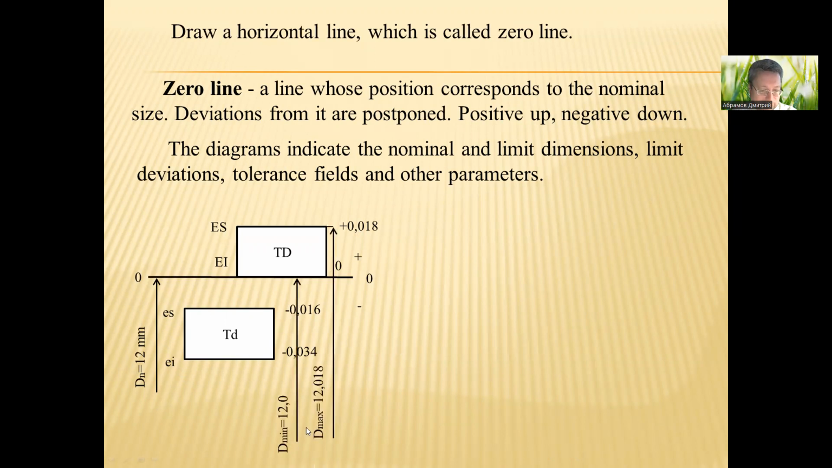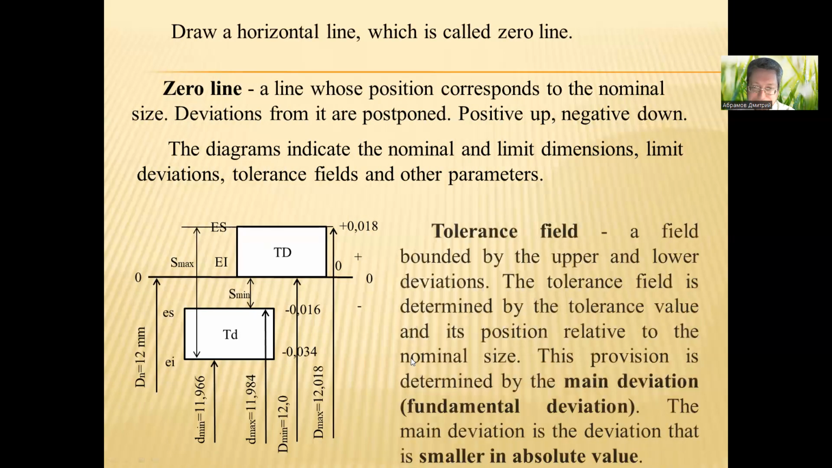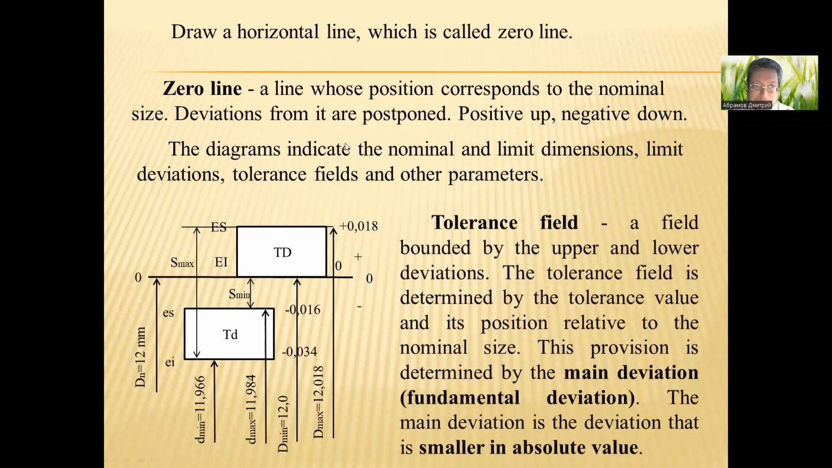The limit dimensions of the hole and limit dimensions of the shaft. Minimum diameter and maximum diameter of the shaft, and minimum and maximum diameters of the hole. And maximum and minimum clearance between hole and shaft. Tolerance field. In this scheme, the tolerance field of the hole and the tolerance field of the shaft.